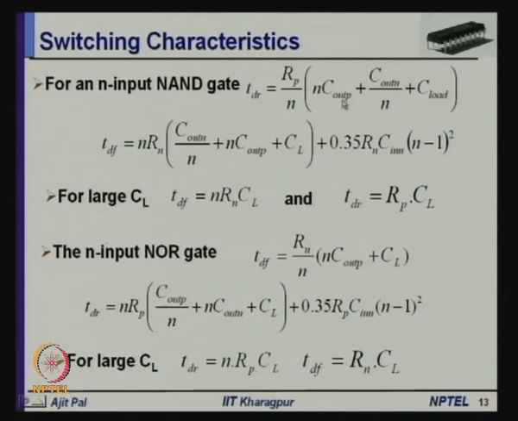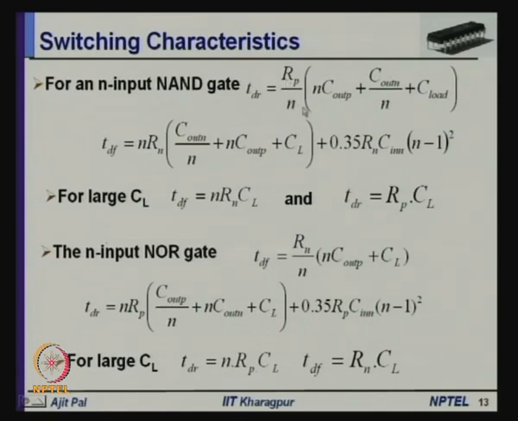So, here not only the output capacitance of the PMOS transistors, but the output capacitance of the NMOS transistors has also been taken into consideration. So, we find that as the fan in is increased, this rise time will also increase. However, worst case rise time will be equal to RP into (C out P plus C out N plus CL) only when one transistor is on.